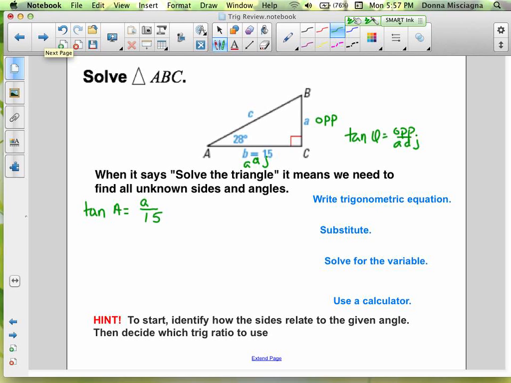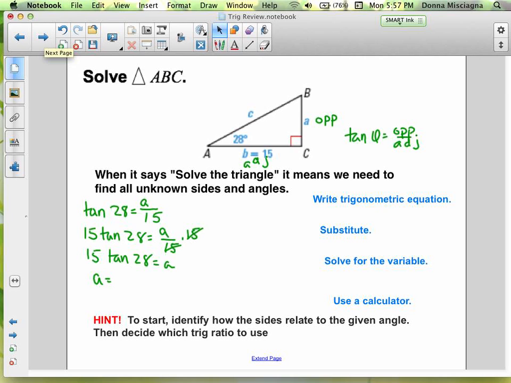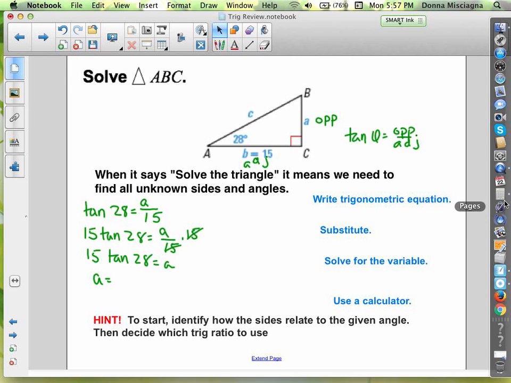Right, and now I just got to multiply both sides by, oh, excuse me. I should probably substitute the value of the angle in there. Otherwise, we're going to be quite stuck. Tangent 28, which is angle A, is equal to side A, the opposite side, over side B, the adjacent side. Multiply both sides by 15. We have 15 tangent 28 equals A divided by 15 times 15. That cancels. So we have 15 tangent 28 equals A. So now we can just use the calculator and we'll get the value for A.